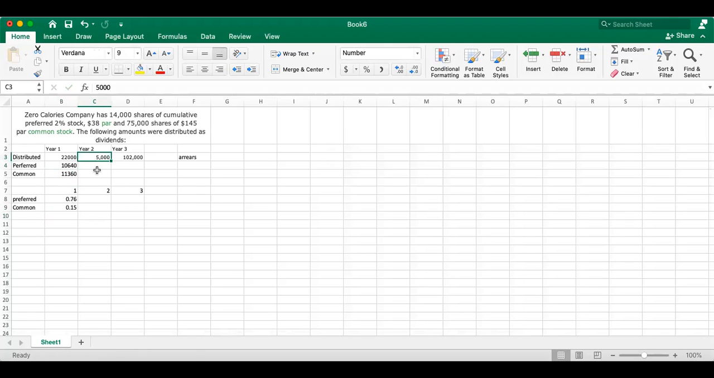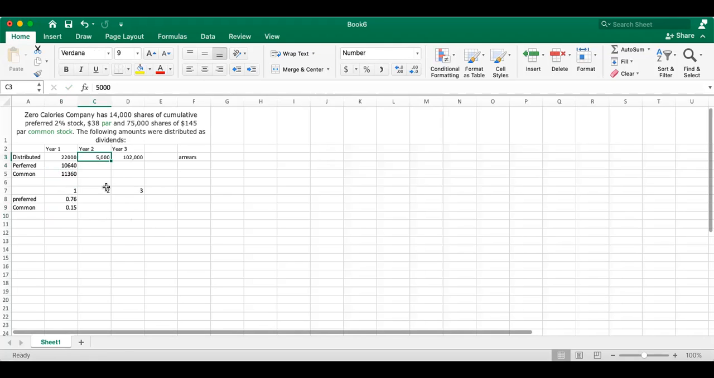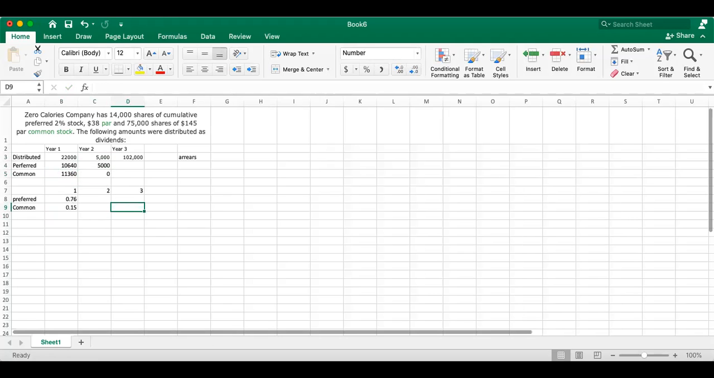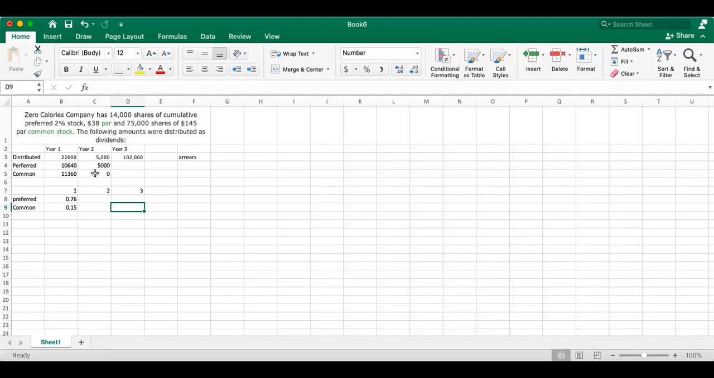Notice we only declared dividends of $5,000. With that, all we can divvy out to our preferred holders is $5,000, which means our common stock shares are going to get zero value. So now I'm going to go equal 5,000 divided by our 14,000 preferred shares. We get 0.36. And down here, we're going to get zero because we didn't have any dividends.